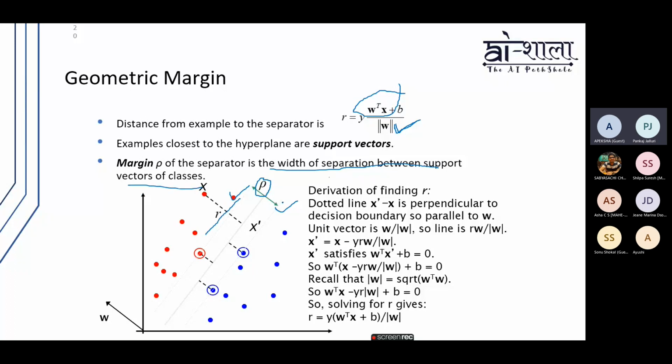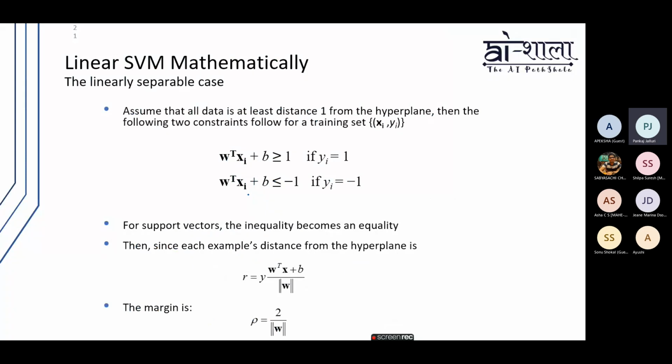So this is the support vector and this is the support vector, and what we want to do is maximize this margin. So you can see this is an optimization problem. We want to maximize the margin, which should be scale invariant, and that's why we divide it by the w, right?